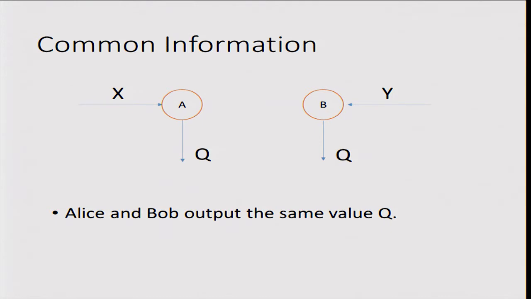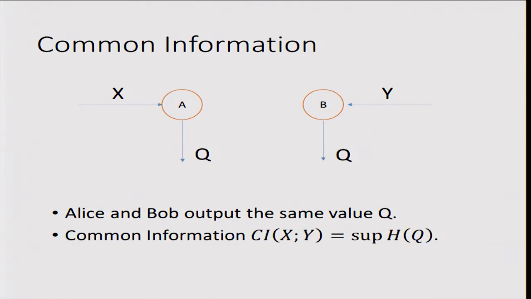Suppose there are two parties, Alice and Bob. Alice gets a sample from distribution X, and Bob gets a sample from Y. They both output the same value Q. Then the common information between the joint distribution X and Y is the maximum amount of entropy this variable Q can have.